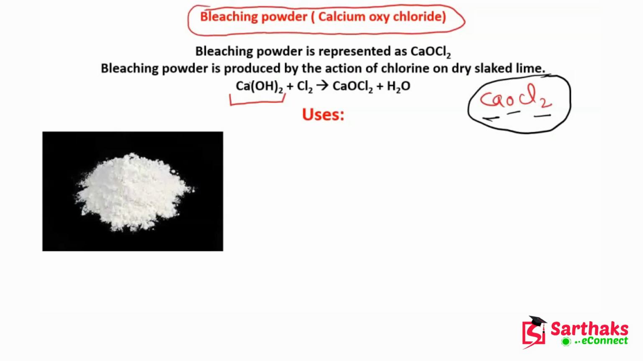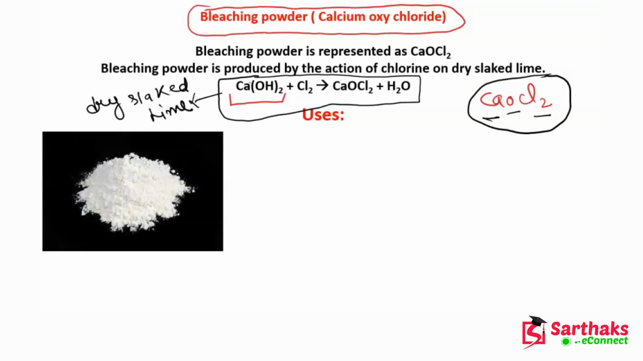Now guys, this is the reaction of the formation of bleaching powder. Ca(OH)2, this is dry slaked lime, and when you react this with chlorine gas, it will form calcium oxychloride, and water will also form in this reaction. So I hope guys this basic reaction is clear to you.